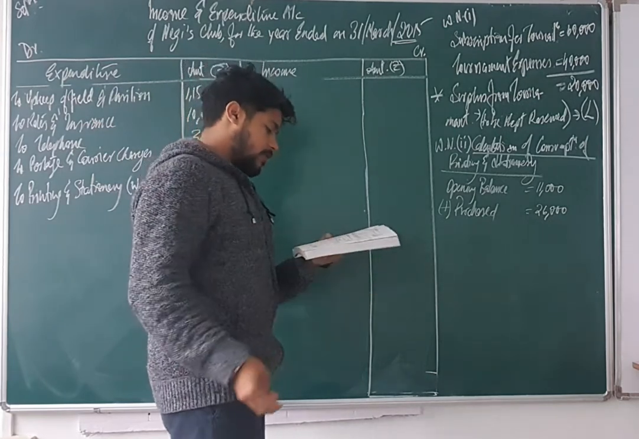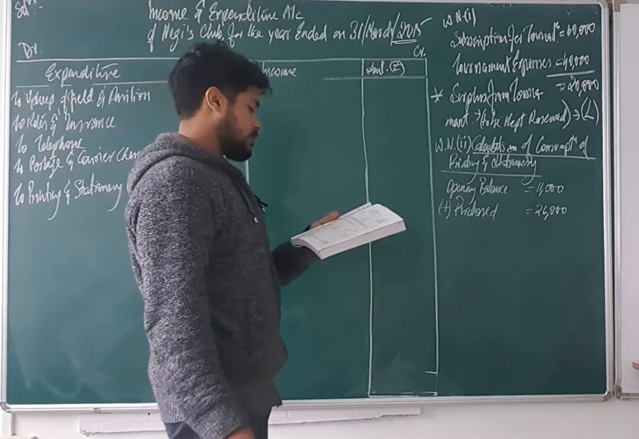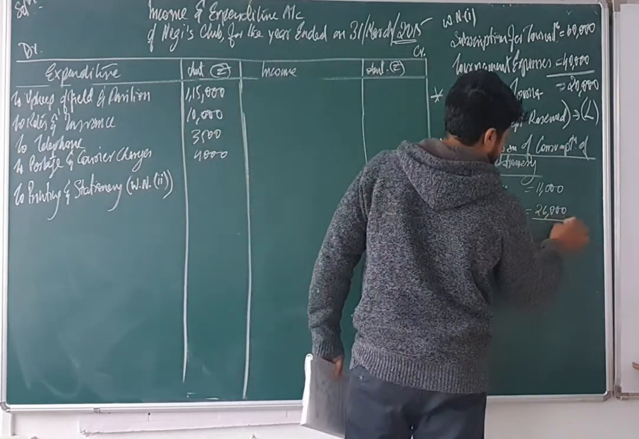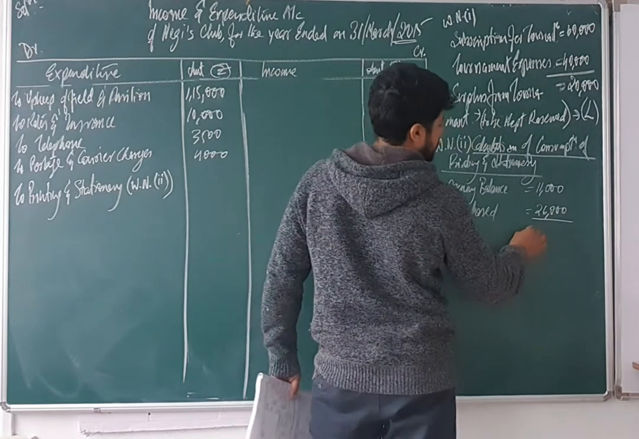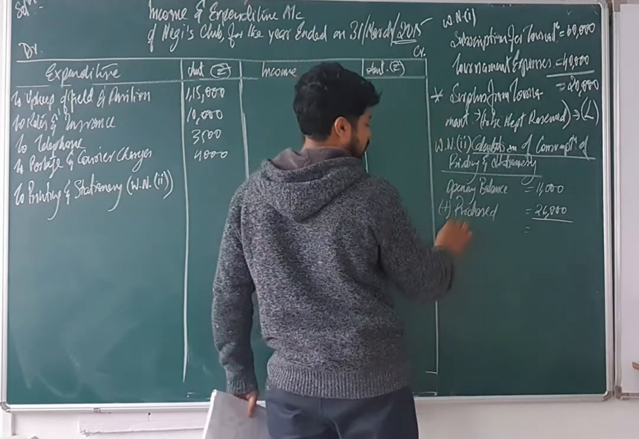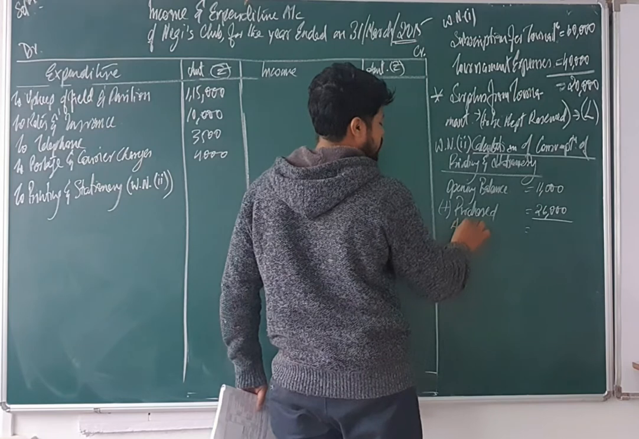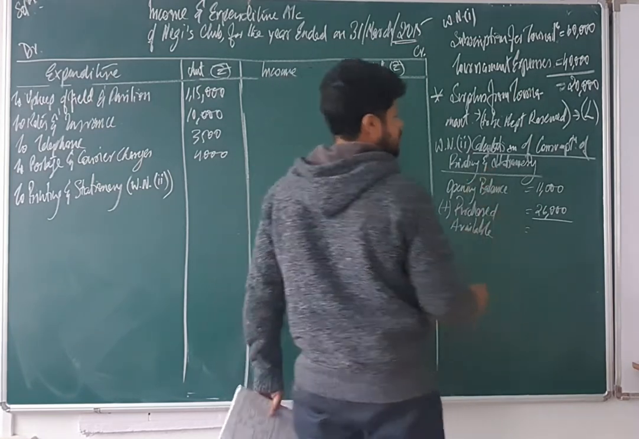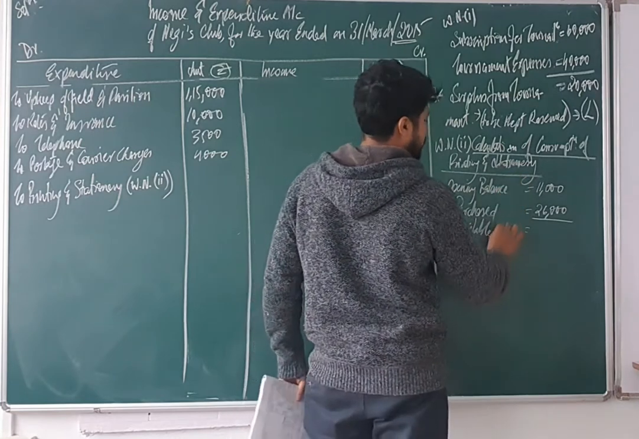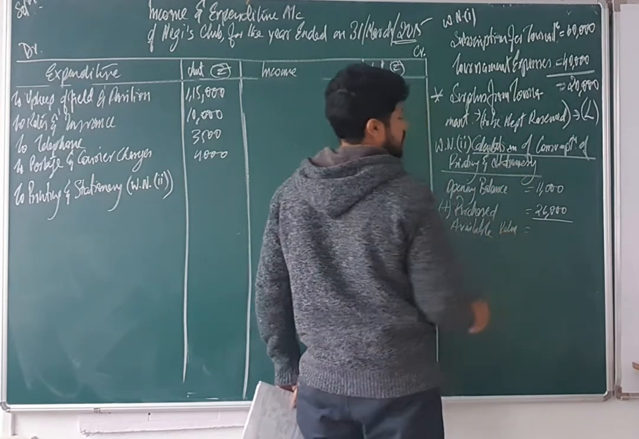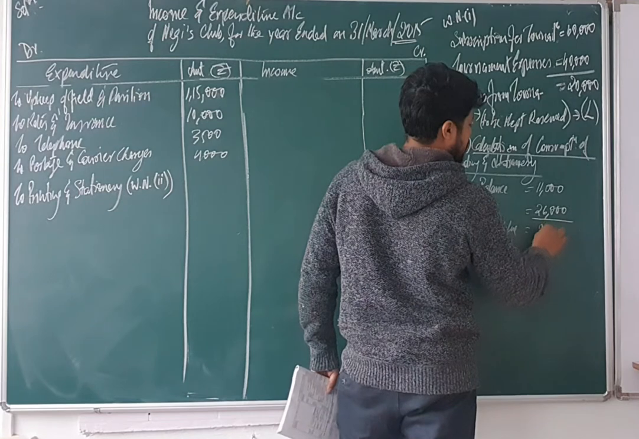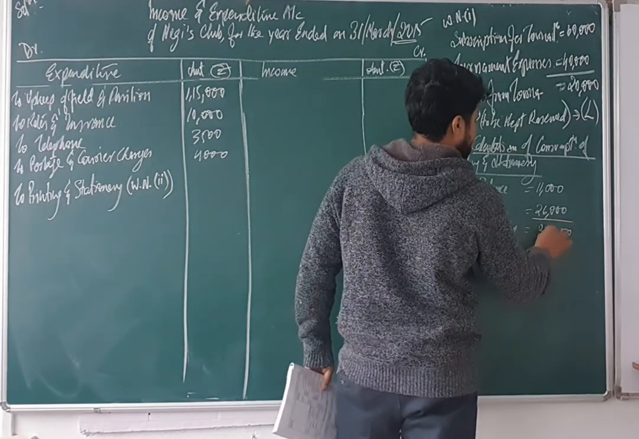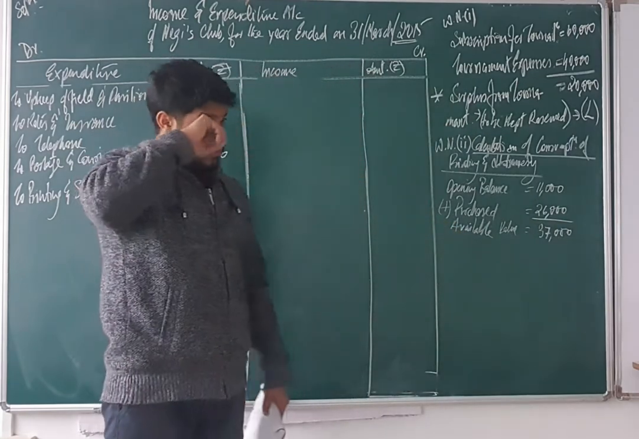So we got this amount. Hence, we're supposed to have available. Okay, the available amount is how much? Available printing and stationery is how much? Or available value you can write. It is 37,000. Am I clear with this? This is the available amount.